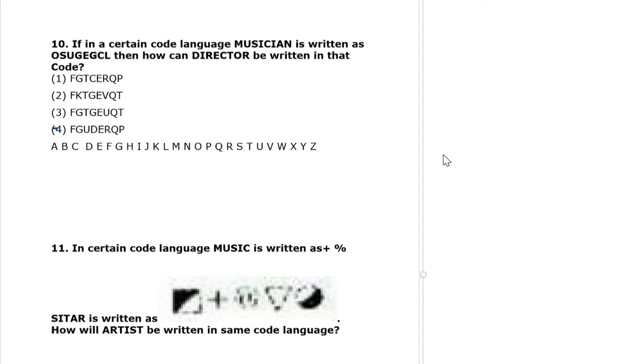In a certain code language, musician is written like this. How can director be written? So find out the relation between these two and, applying this, we will get the answer. So I am writing here director, D-I-R-E-C-T-O-R. What is the condition for the first and second? M to O. So leave a letter and then write it. D means after D, E, leave a letter and then write F.